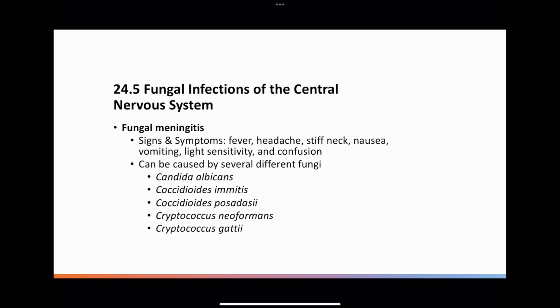As mentioned in the last slide, one fungal infection of the central nervous system is fungal meningitis. This is a very broad term because it can be caused by several different types of fungi. There are a broad range of signs and symptoms, all of which include a fever, headache, stiff neck, nausea, vomiting, sensitivity to light, and confusion. Like I said, they can be caused by many different types of fungi, which include Candida albicans, Coccidioides immitis, Coccidioides posadasii, Cryptococcus neoformans, and Cryptococcus gattii.